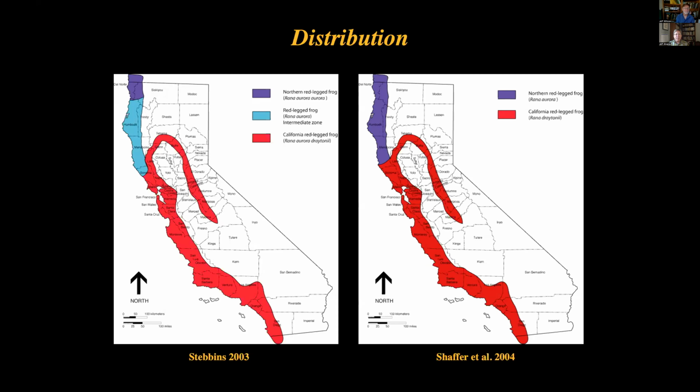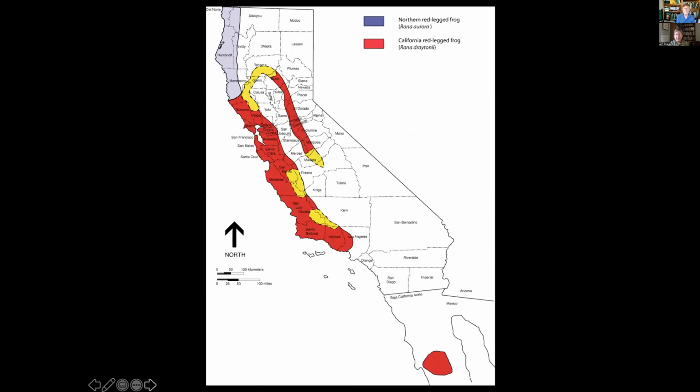Everyone quickly accepted this. It seemed very biologically sound and reasonable, but it did pose a weird question about the little intergrade zone. Stebbins had this very wide intergrade zone that included three counties. Now Schaefer has essentially zero. But we're going to look at that a little more closely here.